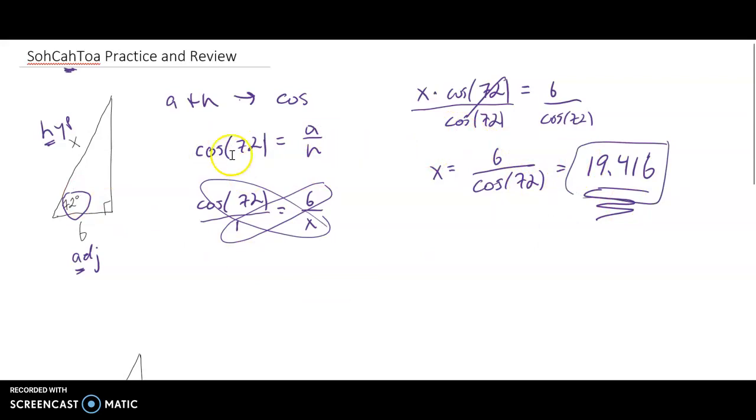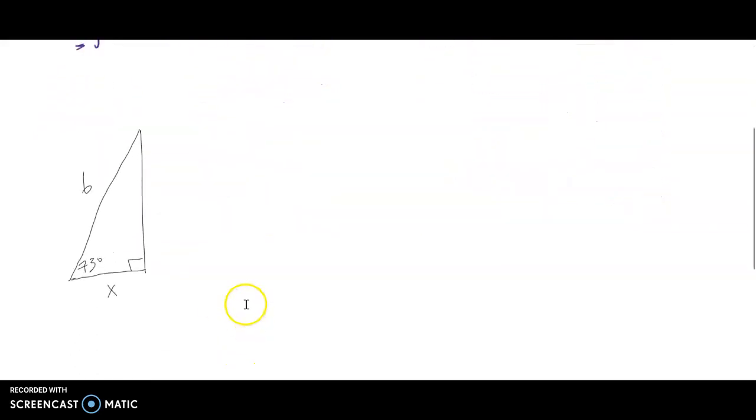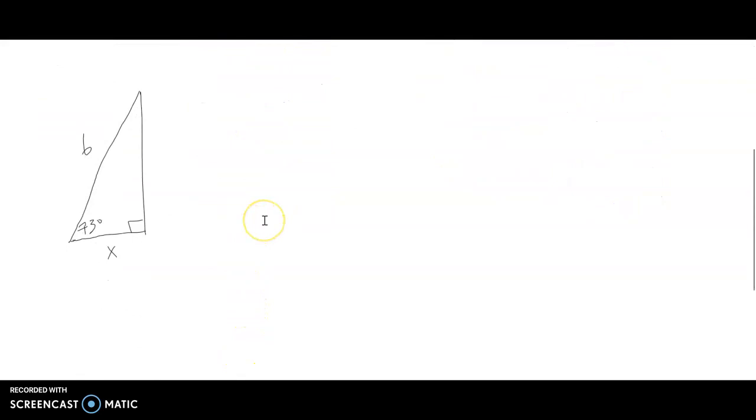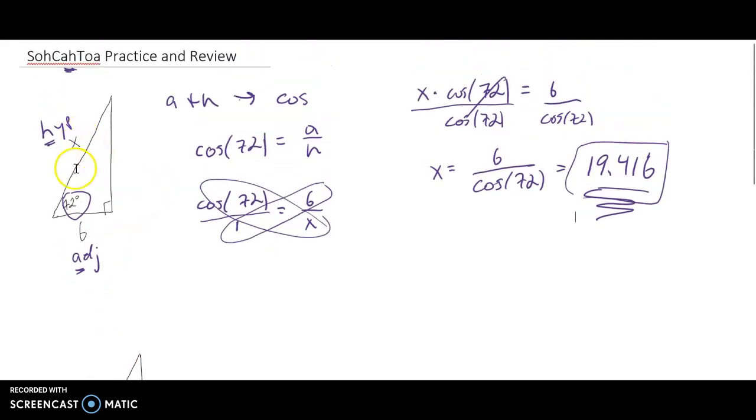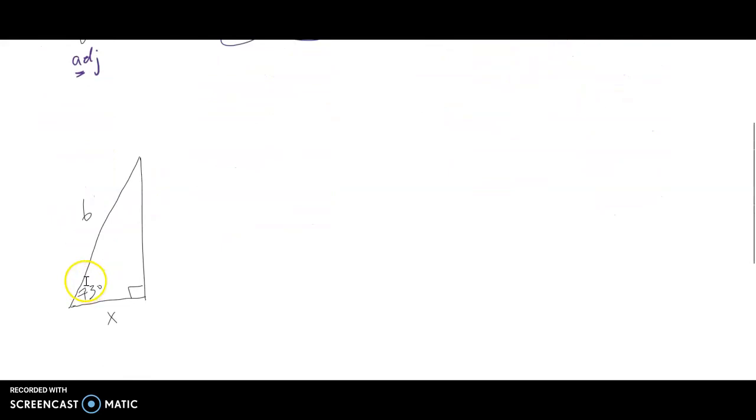Hopefully you're okay with that. Let's scroll down and do this next one. So here, notice it looks pretty similar to the previous one, except the 6 and the x are switched, and we have a little bit different angle. Here I had an x and a 6. Here I get a 6 and an x. So I'll go through the whole process.